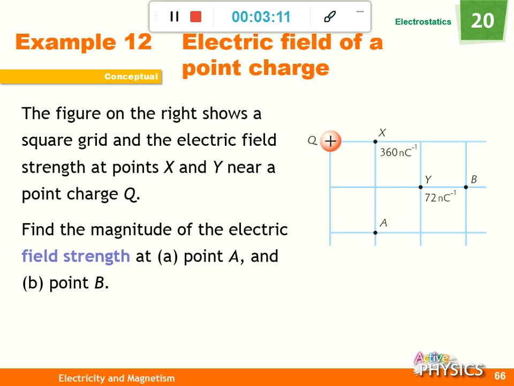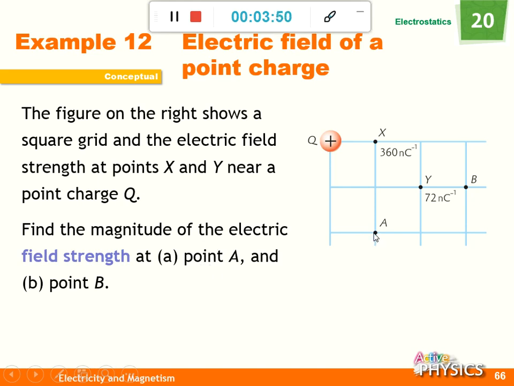This one, electric field of a point charge. This kind of question usually appears in the MC, using a grid. And look at this, we have points X and Y near the charge Q. Find the magnitude of the electric field strength at point A and point B. Once again, this is one single charge, so the field set up by it will be a radial field. Very simple one.